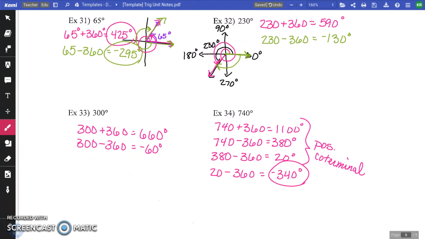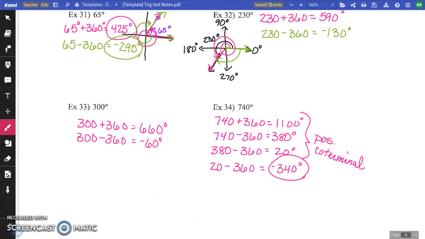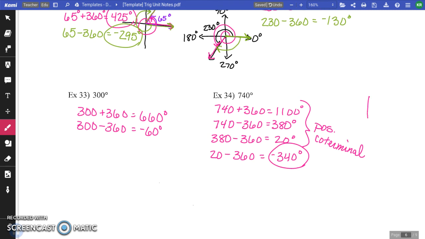So if you don't get a negative by subtracting 360, you need to keep subtracting rotations of 360 until you get to a negative angle measure. So this 740 degree angle had multiple rotations in it. So there's 360, another time around is 720, and since you want 740, I have to go a little bit farther. Okay, so that's why we had to subtract 360 so many times, because of the multiple rotations.